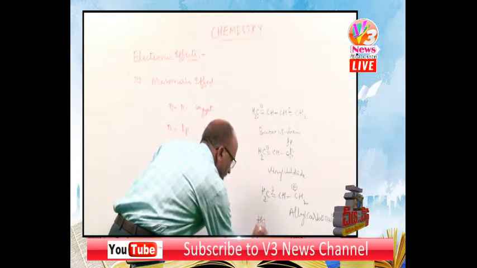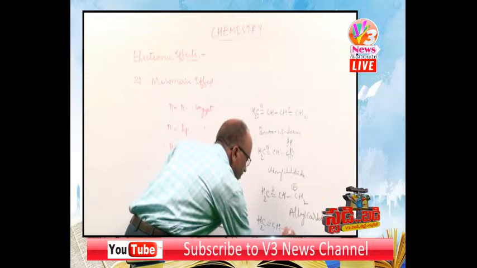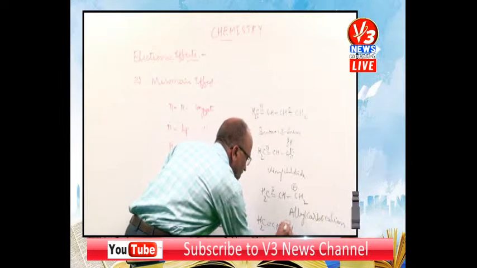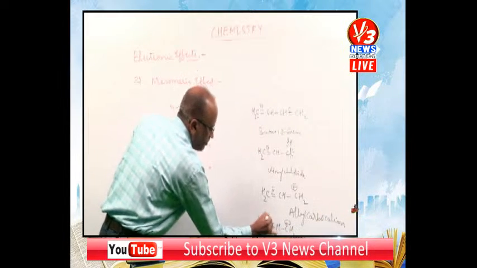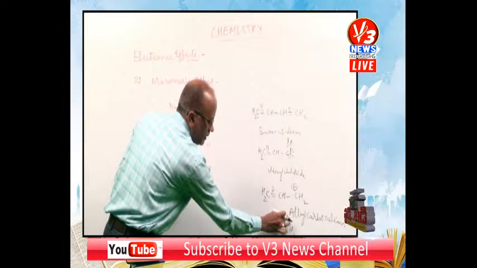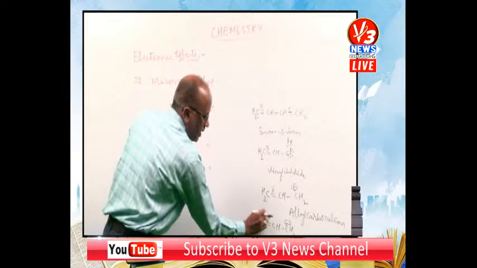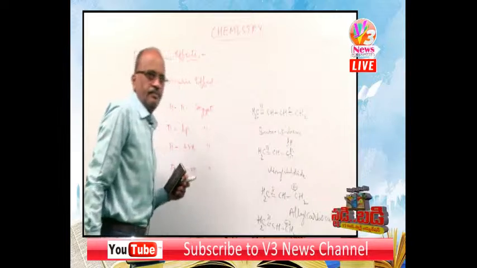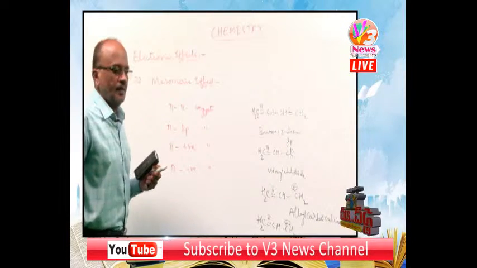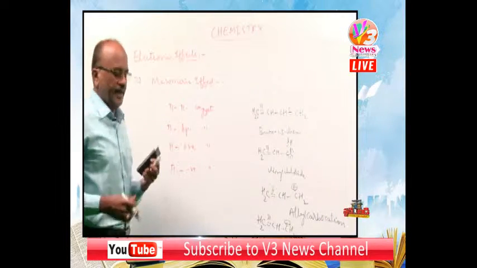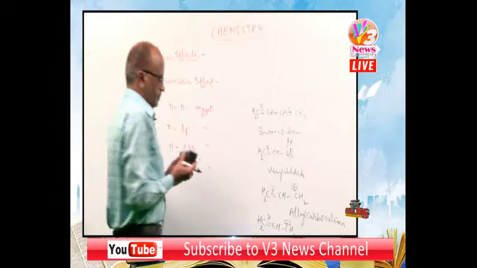Then the next one is pi negative conjugation. Let there be a negative charge here. Same thing: pi bond, this is a sigma bond, this is a negative charge. So if a pi bond and a negative charge are separated by a sigma bond, then it is called pi negative conjugation.